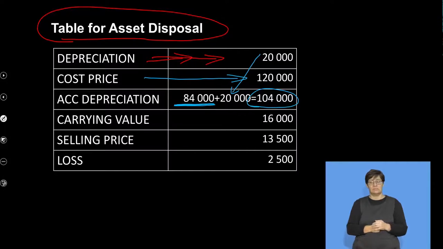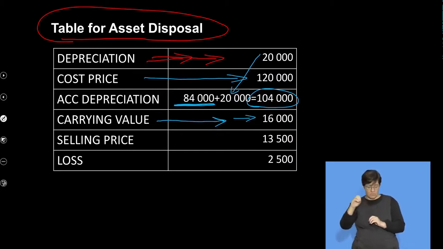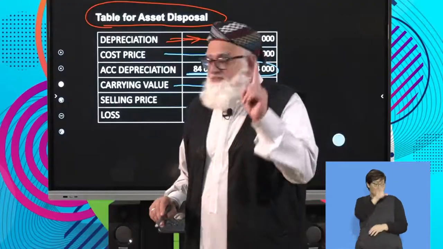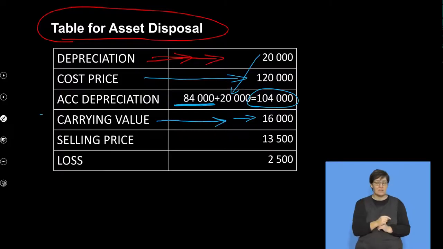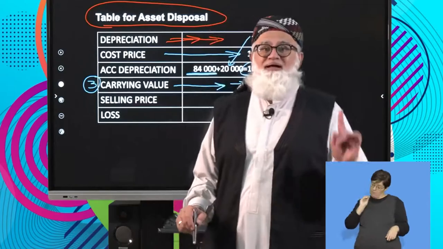What do I now do? I now calculate my carrying value. What is my carrying value? It is my cost price minus the accumulated depreciation. So 120,000 minus 104,000 will give me a value of 16,000 Rand. That is the carrying value. Now, very important, keep this in mind. In fact, when you're doing this, put a big 3 there to tell you you're going to use that figure when you come to note number 3.